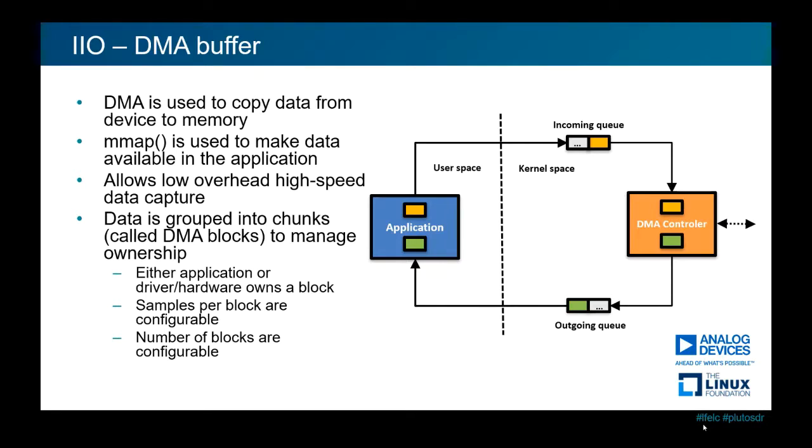Data is grouped into chunks, which are called DMA blocks, and the kernel driver manages just the ownership of those blocks. So either the application or the hardware owns the blocks. The samples per block are configurable, and also the number of blocks in the queue are configurable as well. So this allows to mitigate the typical producer-consumer problem and to bridge some gaps if the user application requires some extra time during one block to process.